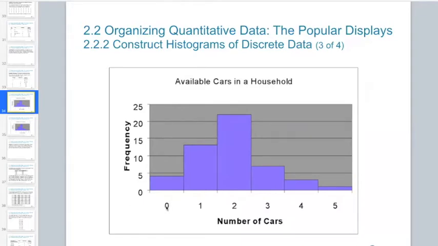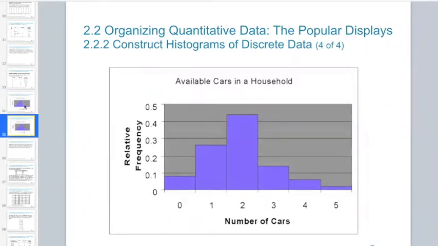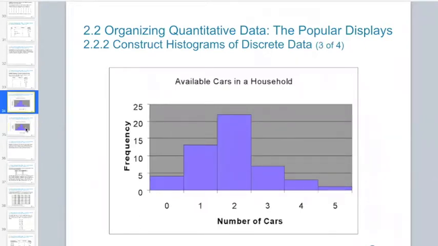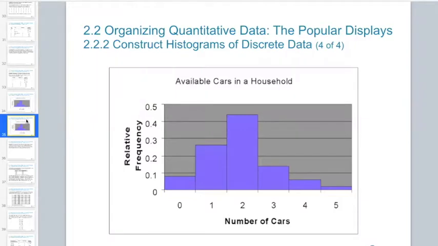We could have 0 cars available, and we can see that that's about 4, a tally of 4. And how many households have 1 car available, how many households have 2 cars available, and we can see the pattern here. That kind of looks like a normal curve that we'll get to today. But we can represent it as a frequency or a relative frequency, and we can see that those 2 graphs are basically the same shape because they're on the same scale.